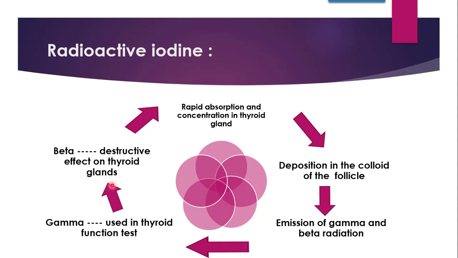The destructive effect on the thyroid gland is of beta radiations. So this way, this radioactive iodine will act by virtue of the property of radioactivity. It will emit the radiations called gamma and beta, and these beta radiations will destroy the thyroid gland. So this is the destructive effect of radioactive iodine.